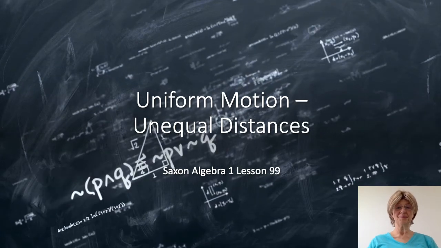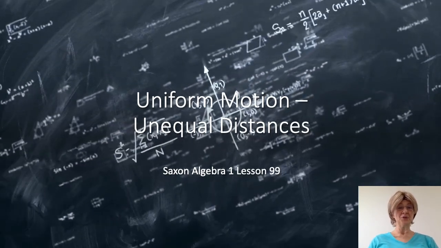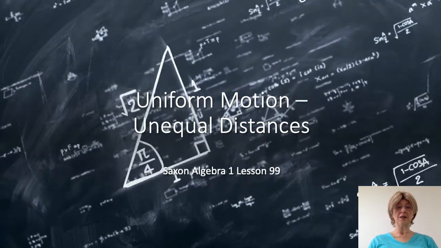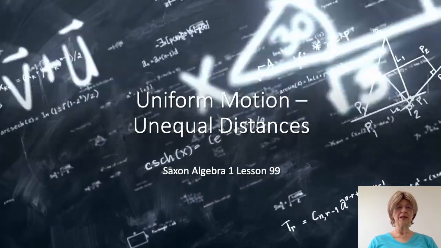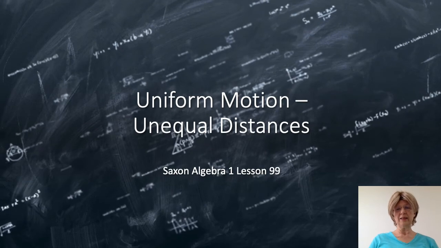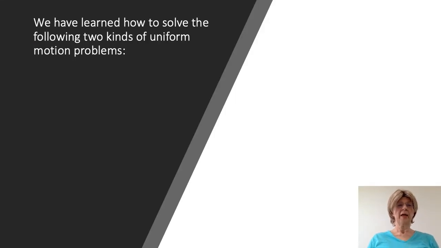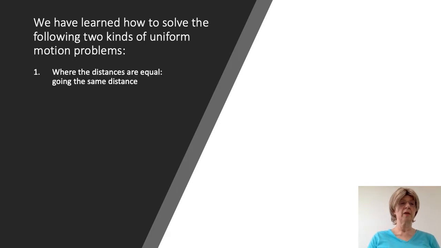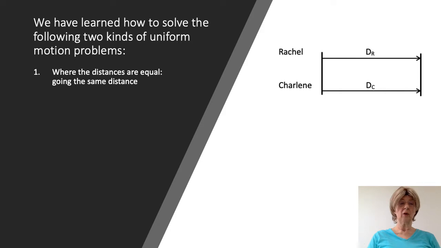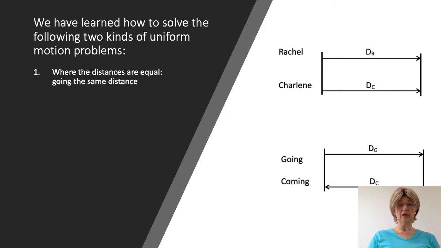Hello students. Today we're going to do Uniform Motion Part 3, Unequal Distances, which is Saxon Algebra 1, Lesson 99. We have learned how to solve the following two kinds of uniform motion problems, where the distances are equal, going the same distance, or coming and going.